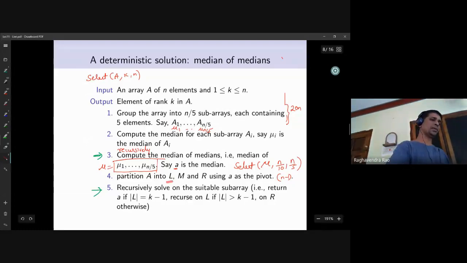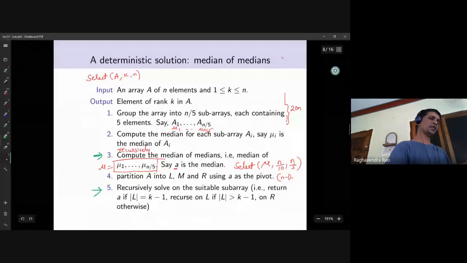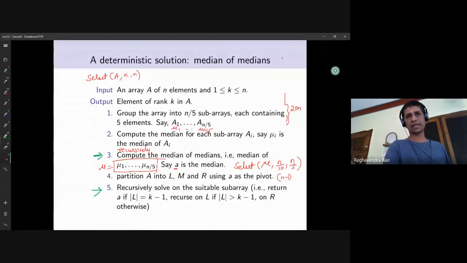Let L, M, and R be the partition, where M is the pivot. Now solve for finding the rank k element recursively based on the size of L as well as the value of k. That is, if the size of L is equal to k minus 1, then return the pivot itself, that is a, which was actually the median of medians. If the size of L is greater than k minus 1, then recurse on L, else recurse on R, adjusting k suitably, just like we did in quick select. So this is the algorithm.